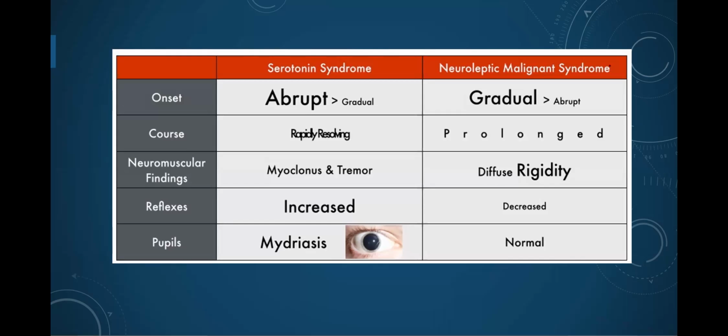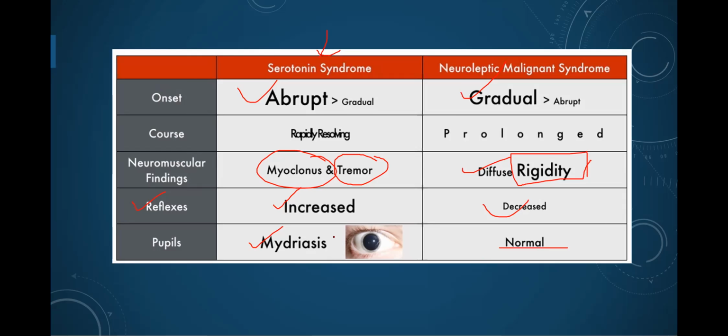Neuroleptic malignant syndrome is a complication of antipsychotics, serotonin syndrome a complication of antidepressants. Neuroleptic malignant syndrome has abrupt onset; serotonin syndrome has gradual onset. The main features of serotonin syndrome are tremor and myoclonus, but neuroleptic malignant syndrome causes diffuse rigidity of the muscle. Reflexes will be increased in serotonin syndrome, decreased or absent in neuroleptic malignant syndrome. Pupils will be dilated in serotonin syndrome, and normal in neuroleptic malignant syndrome.